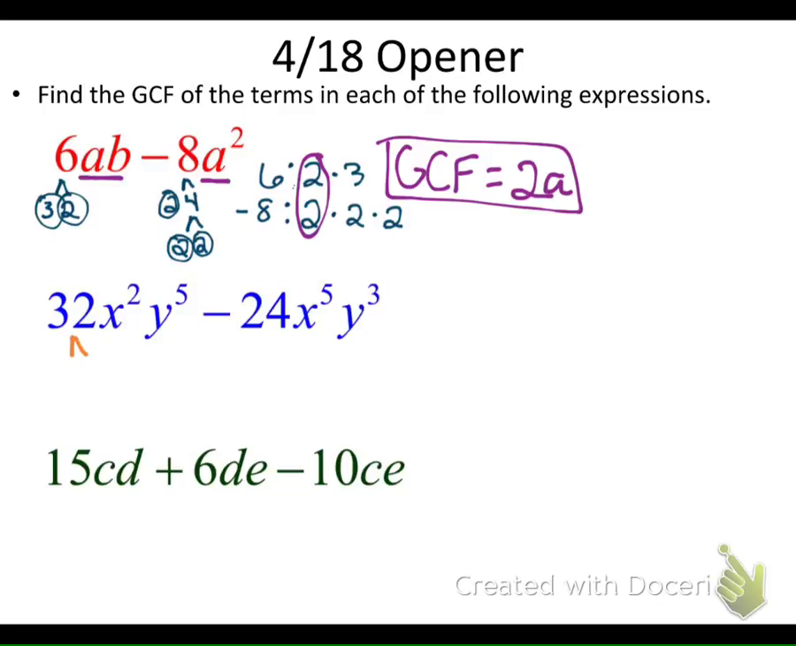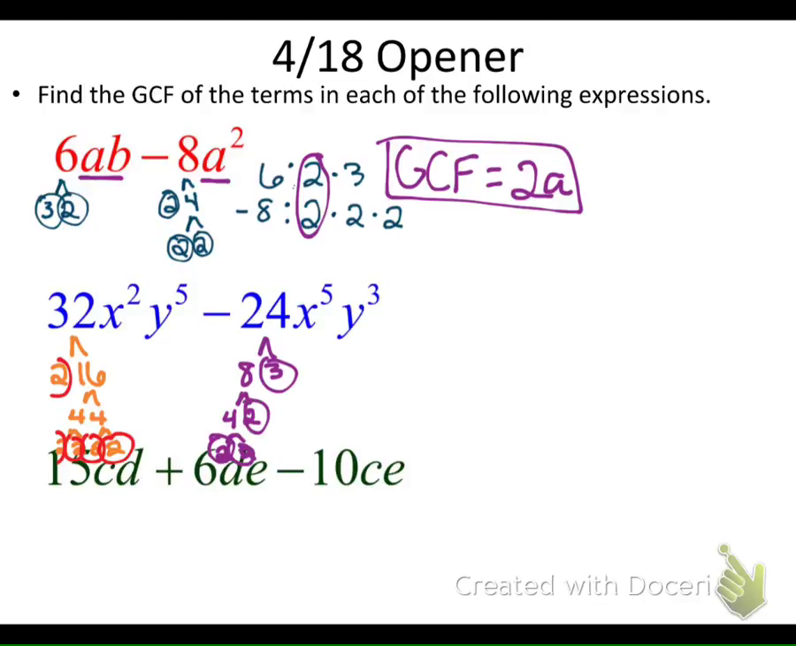All right. Second one, we have 32x squared y to the 5th minus 24x to the 5th y cubed. 2 and 16. Then 4 and 4, and then 2 and 2, and then another 2 and 2. That's the answer. All right. Two numbers that multiply together to get 24: 8 and 3. Then 4 and 2. And then 2, 2. And then another 2.